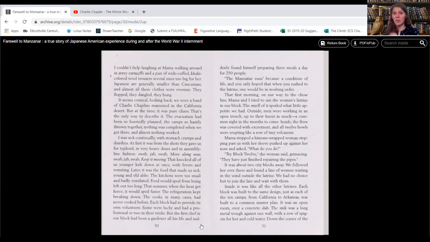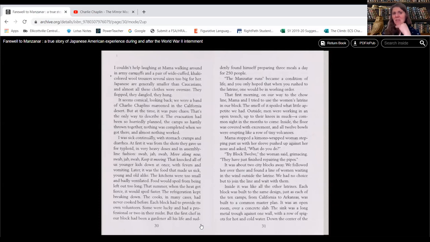That first morning on our way to the chow line, Mama and I tried to use the women's latrine in our block. The smell of it spoiled what little appetite we had. Outside, men were working in an open trench up to their knees in muck, a common sight in the months to come. Inside, the floor was covered with excrement, and all 12 bowls were erupting like a row of tiny volcanoes.